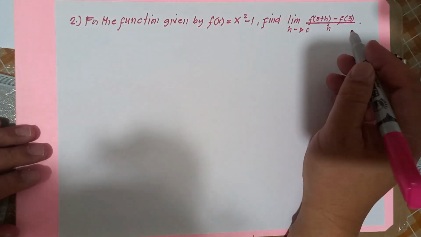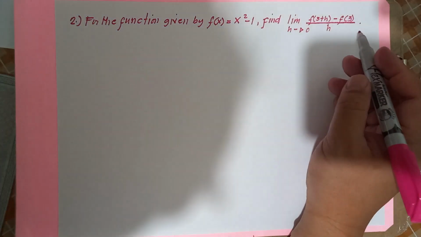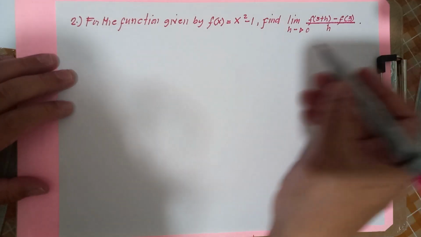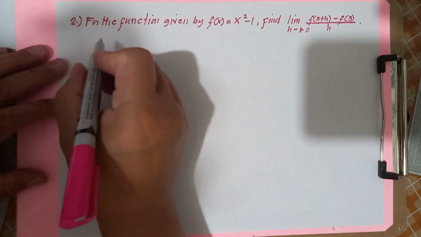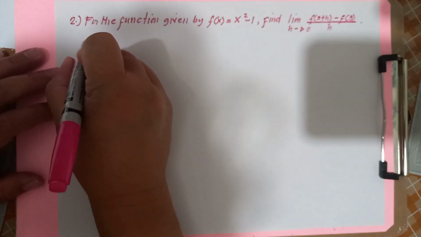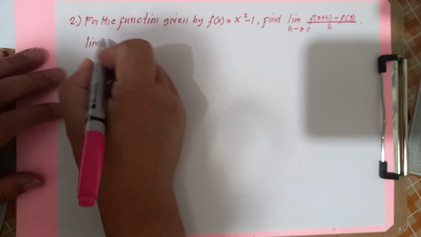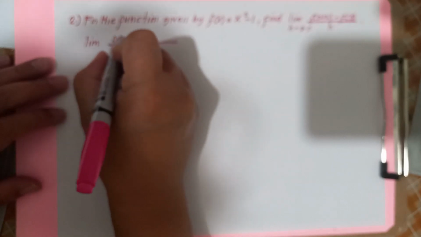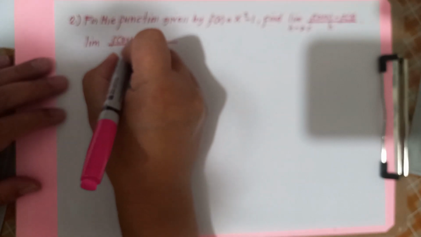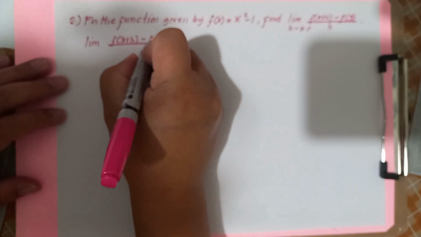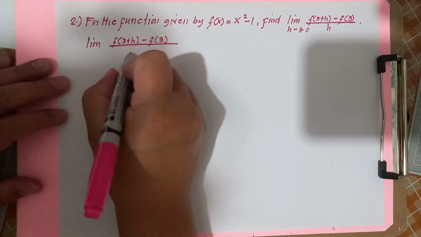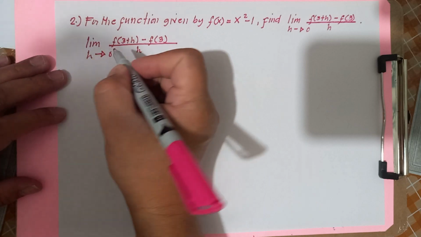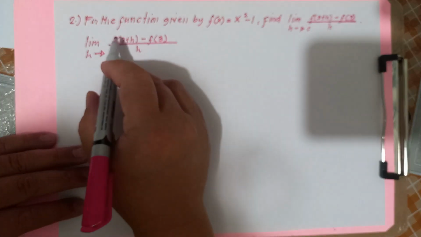And so how do we solve for this one? How do we look for the limit? Definitely, we have to simplify our limit. So let's try to simplify. Rewriting our limit here, that is the limit of f of 3 plus h minus f of 3 over h as h is approaching 0. Now we have to simplify this one.